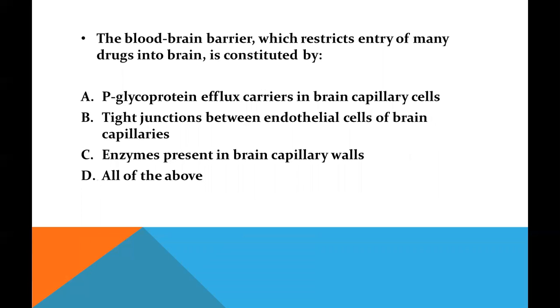The next question is the blood-brain barrier, which restricts the entry of many drugs into the brain, is constituted by. So blood-brain barrier is constituted by. The options are P-glycoprotein, efflux carriers in the brain capillary cells. B is tight junction between the endothelial cells of brain capillaries. C is enzymes present in brain capillary walls, and D is all of the above. So the correct answer is option D, all of the above.